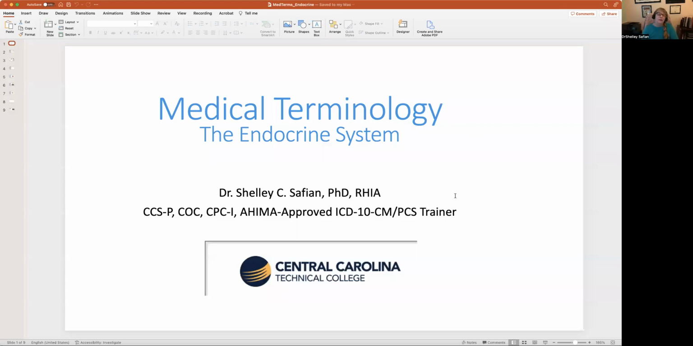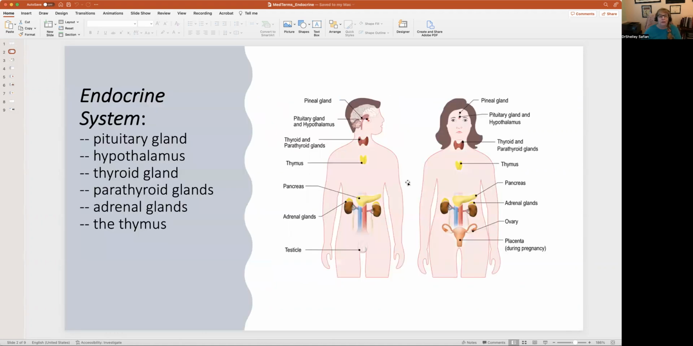Hello, and welcome to this week's medical terminology covering the terms associated with the endocrine system. And if you don't know, the endocrine system is hormones. And if you're not sure about exactly what hormones do to the rest of your body, may I invite you to visit a middle school or a high school, because hormones are involved in every aspect of our lives. So let's take a look.